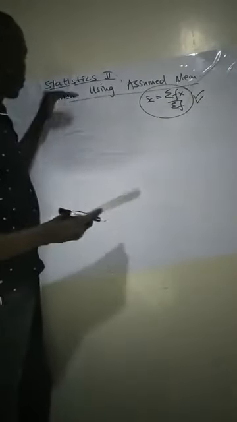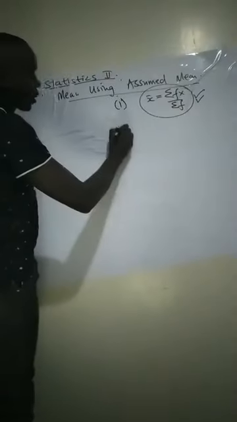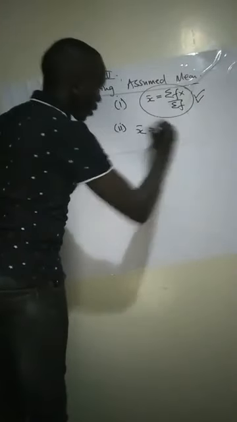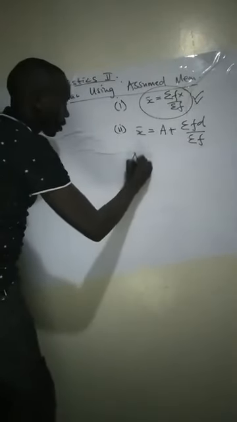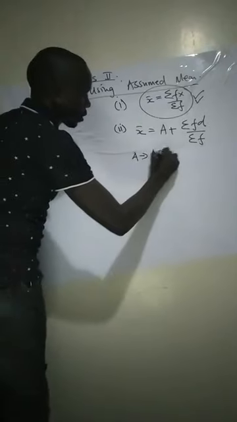Now in paper 2, which is what we are doing right now in statistics 2, you will be told to find the mean using assumed mean. So it will be very important to know the formula in that case. How do we get mean using assumed mean? It is gotten by A, which is the assumed mean, plus the summation of fd over the summation of f.